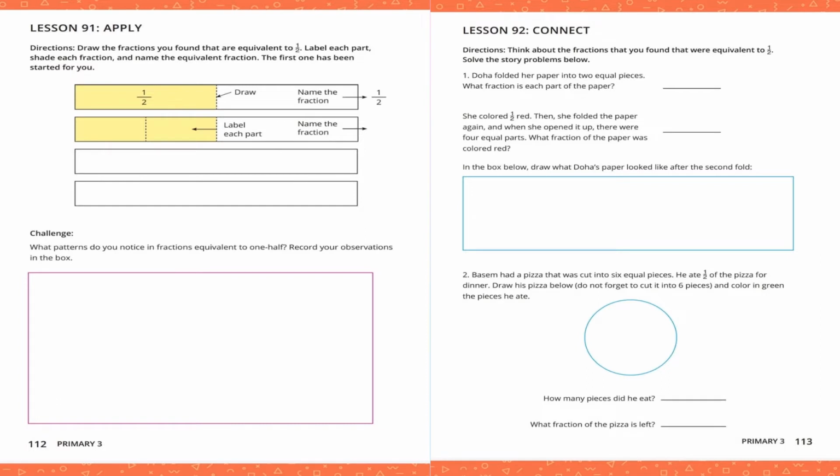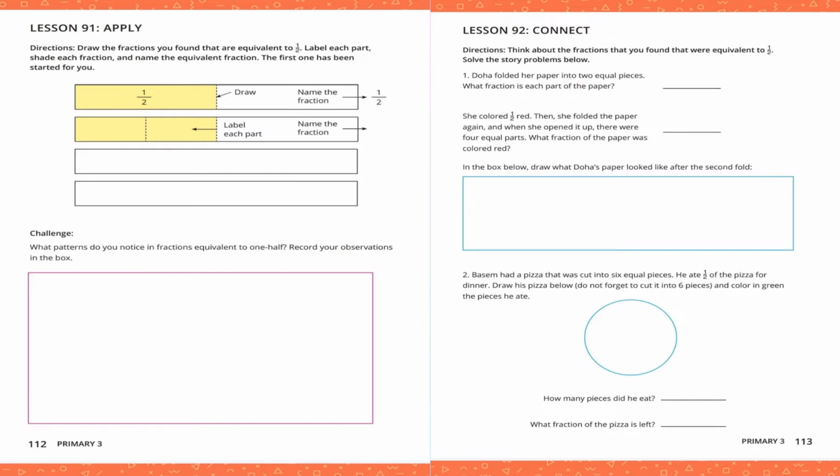Now, our math book, lesson 91. Draw the fractions you found that are equivalent to 1/2. Label each part, shade each fraction, and name the equivalent fraction. The first one has been started for you. Here I wanted to find the fractions that are equivalent to 1/2.